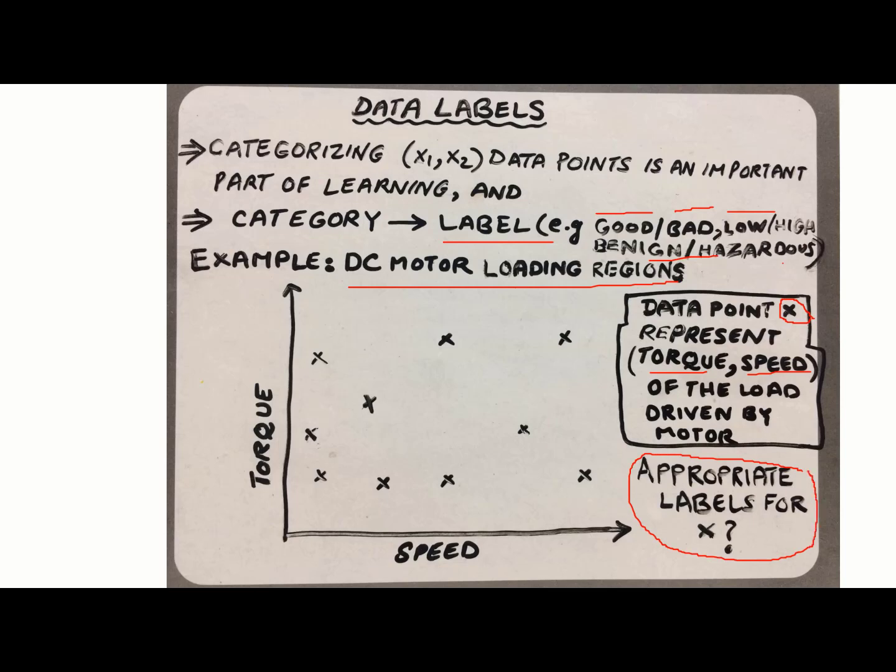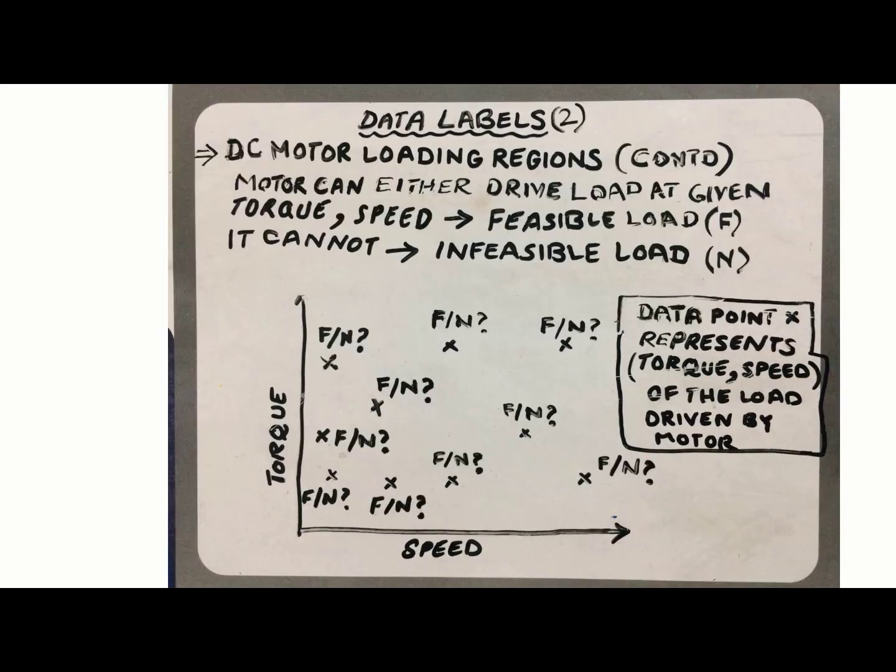So remember, the value of speed and the torque of the data point represents the value. It's not the label. Label really refers to something we can say about characterizing the data, or a qualitative assessment of the data. So what are some of the labels that we can assign to the speed, torque data points?